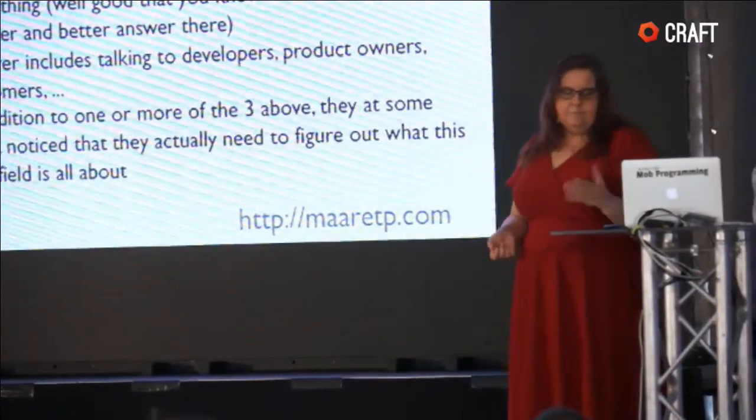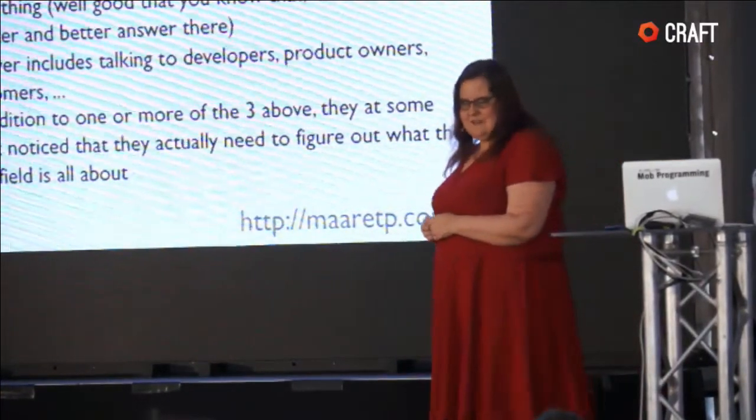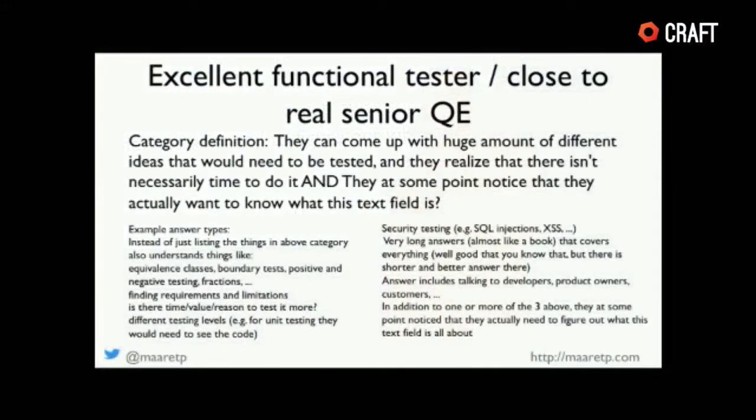So then the third level that we identified is this stronger, more brilliant, more excellent functional tester, or what we called back then a real senior person. And they would usually be coming up with a lot of different ideas. They also would usually talk about prioritization and risk, because there's not time to do everything, that there might be some kind of a limitation of time that is given to us whenever we're given a text field.